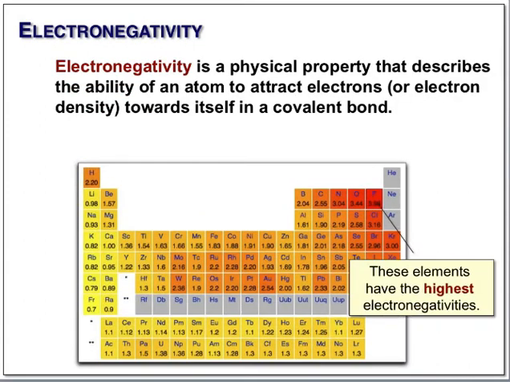Electronegativity is a physical property that describes the ability of an atom to attract electrons towards itself. If you look at the periodic table, atoms in this corner up here will have the highest electronegativities. Down here we have the lowest. In general, as you go across in a period, electronegativity will increase, and as you go up in a group, electronegativity also increases. The most electronegative element is fluorine.